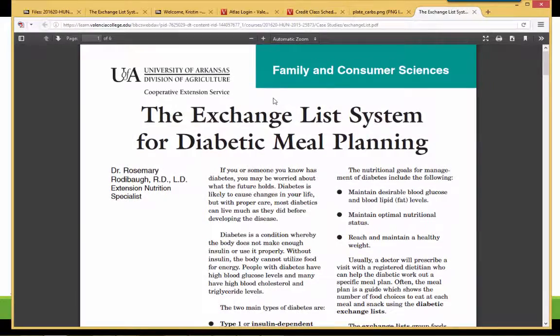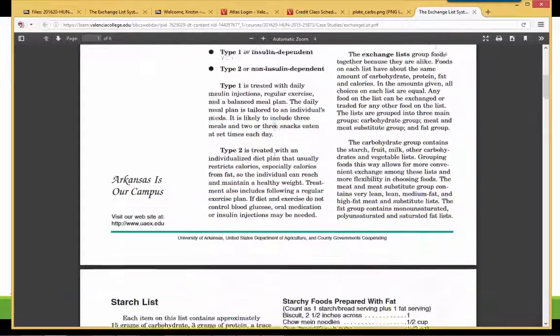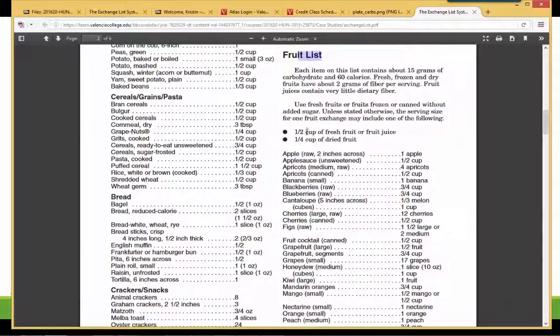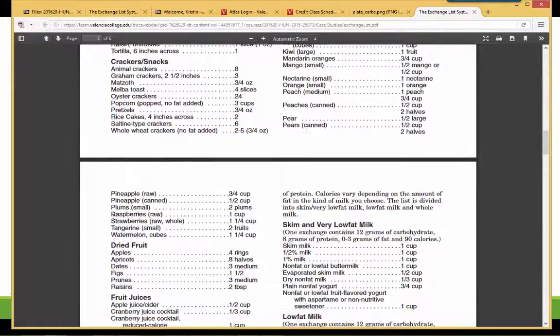So if we look at the exchange list, we scroll down to the fruit group. So here's our fruit group, and we are going to scroll to strawberries. So we said we are identifying the serving size of the food, which is 1 1/4 cup strawberries. I mentioned that we were looking up 1 1/4 cup of strawberries. So we would say that we would be consuming 1 serving of fruit.